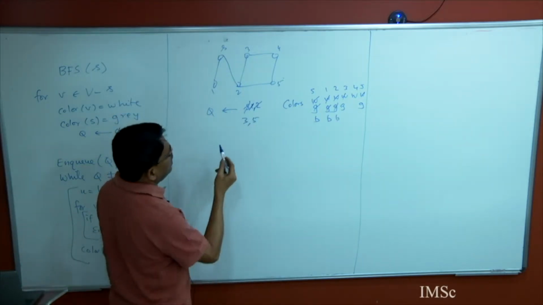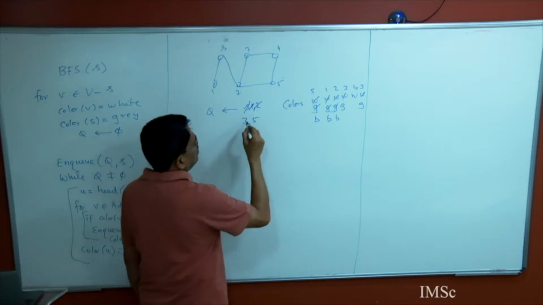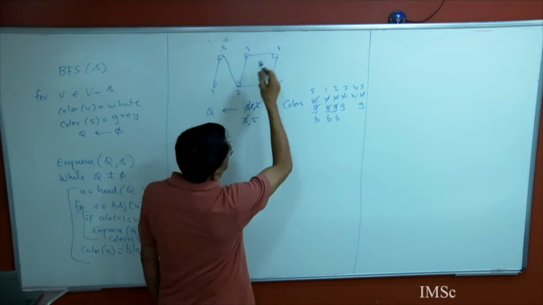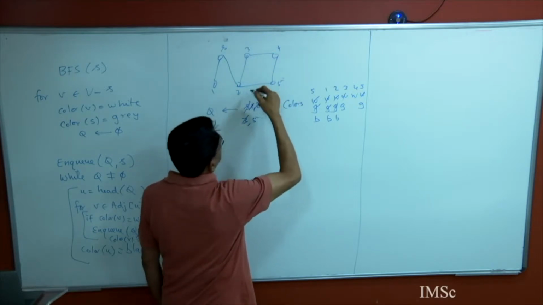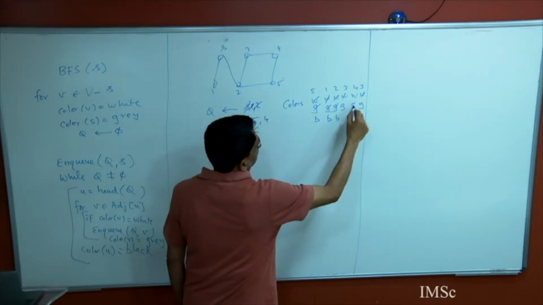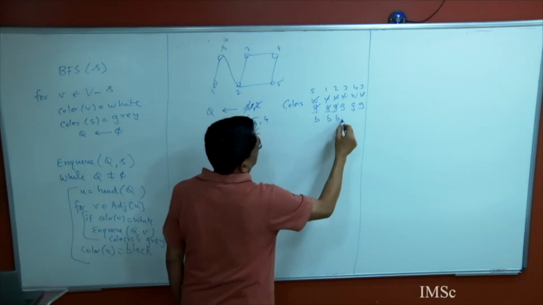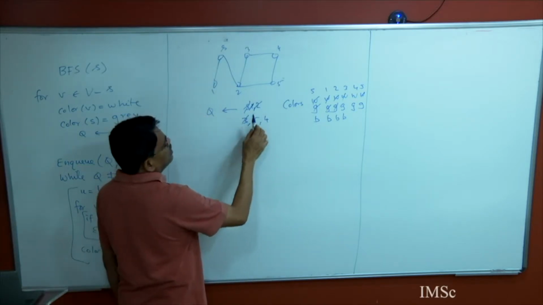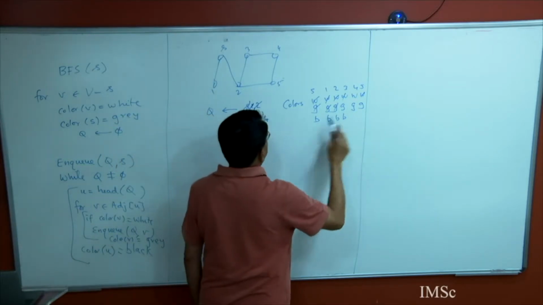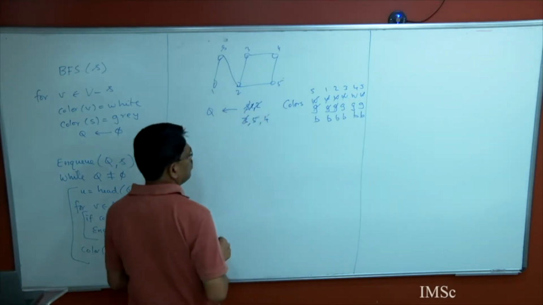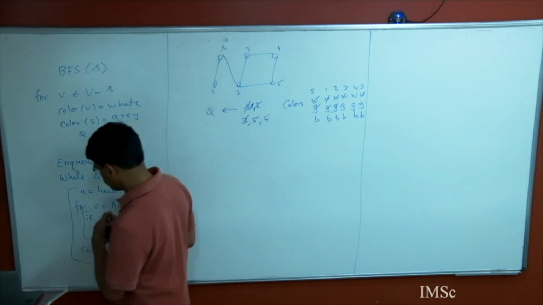Then we pick the head, which is 3. We look at all its neighbors, 4 and 2, but only 4 gets added, and so 4 becomes gray and 3 becomes black because we're done. Then I go to the head, in this case 5, there's no neighbor to add, and so on and so forth. Q becomes empty and you stop.